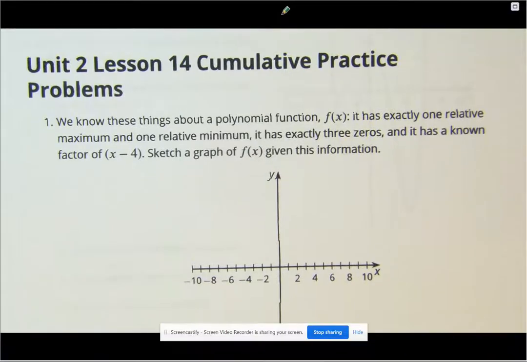Hi, it's Miss Austin. I'm going to be going over the lesson 14 practice problems. These begin on page 169 in your book.